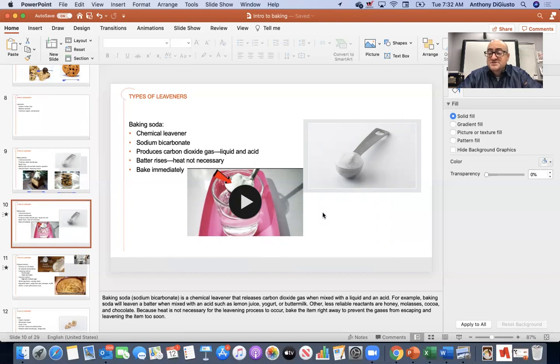But once basically all the baking soda has been used up, you're not going to have the chemical leavener anymore. It's just going to produce all the gas and it's done.